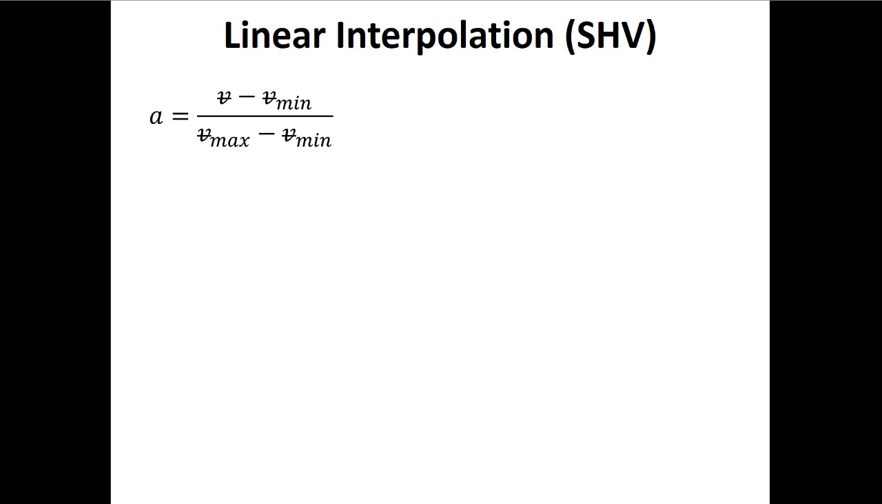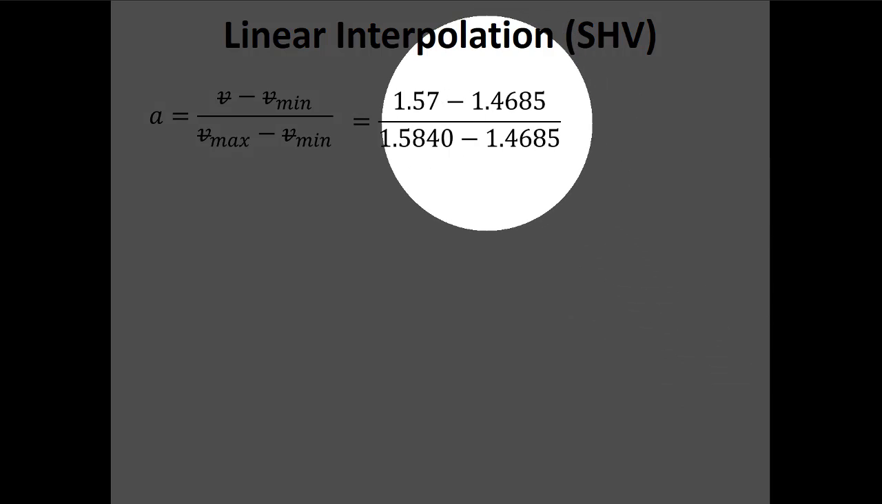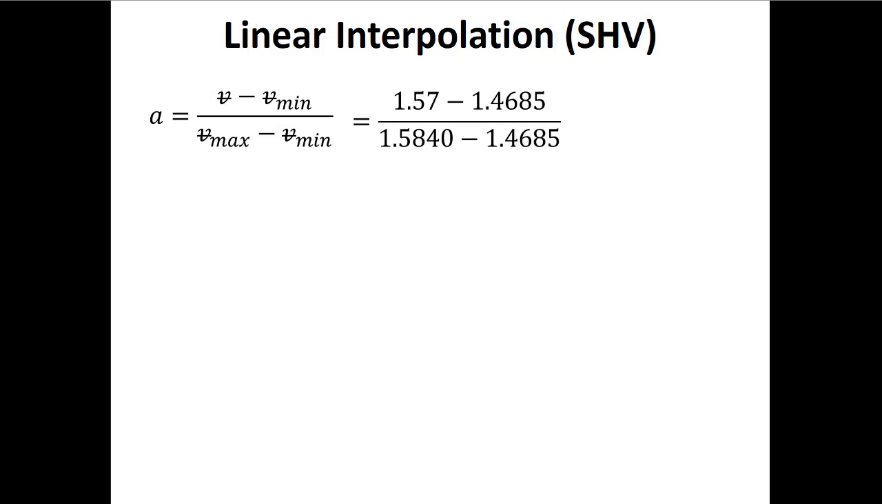So here I have an equation for A. I can put my values in here. I do have to be careful with the units, but at least all the units from the table are the same. So I just have to make sure my specific volume was in meters cubed per kilogram, which it was. And here I get 0.88 as my interpolation factor A.